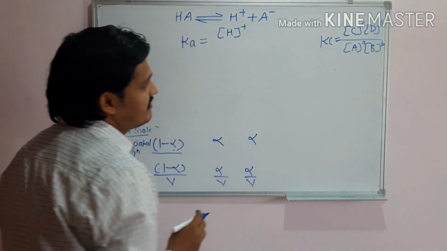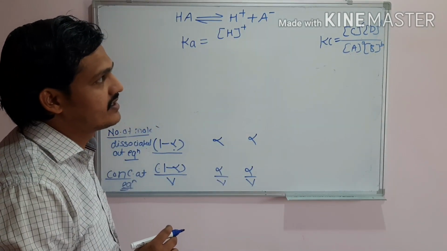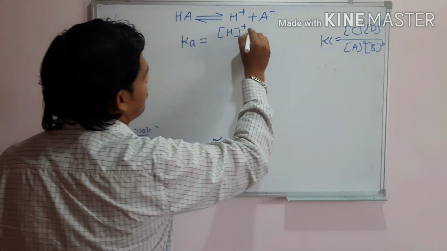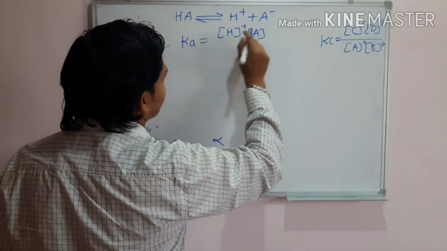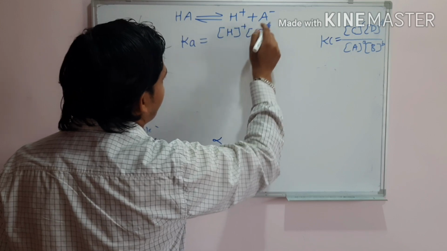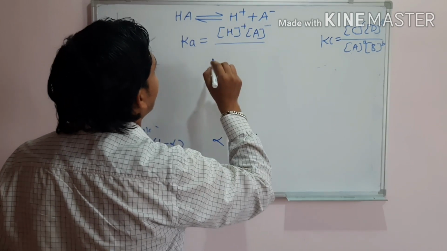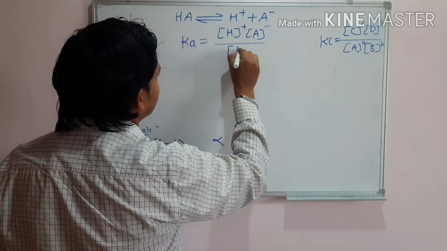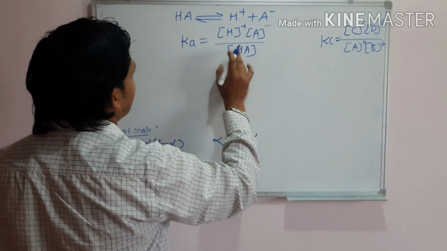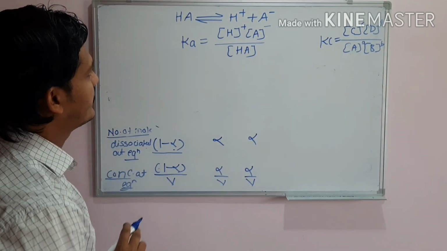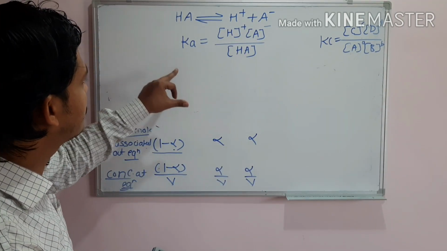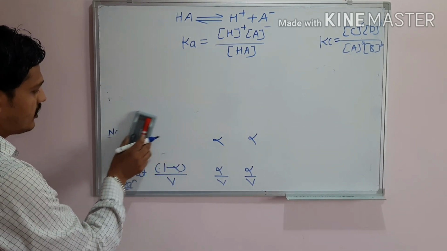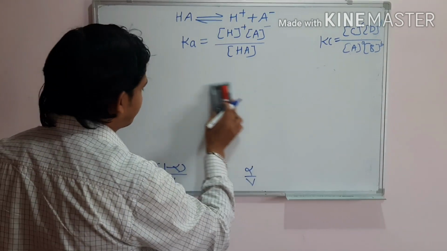Capital A, B, C, D are reactants and products, and small a, b, c, d are stoichiometric coefficients. So you will understand it more clearly. In bracket H plus and in bracket A minus divided by HA, product upon reactant. What is the reactant? Reactant is HA, product upon reactant. Okay, now this is the general formula for the law of mass action. By using the law of mass action we get this.